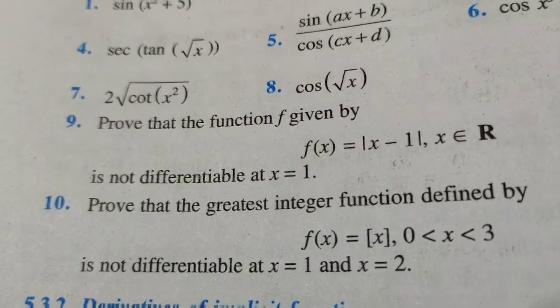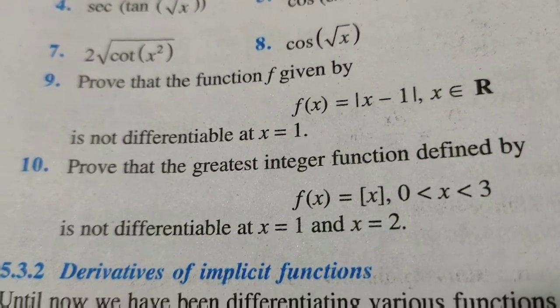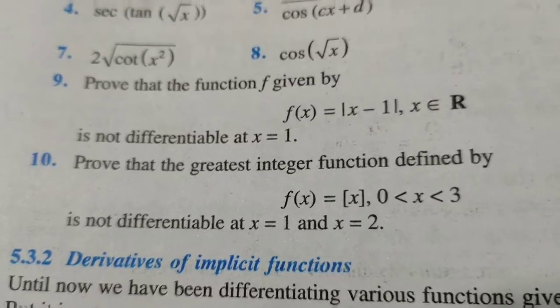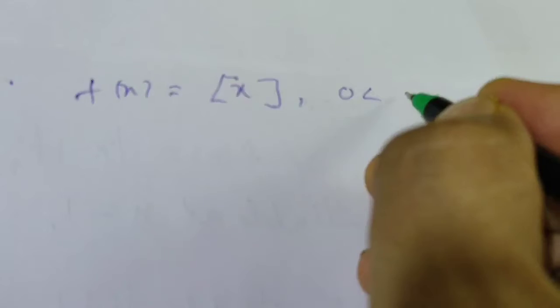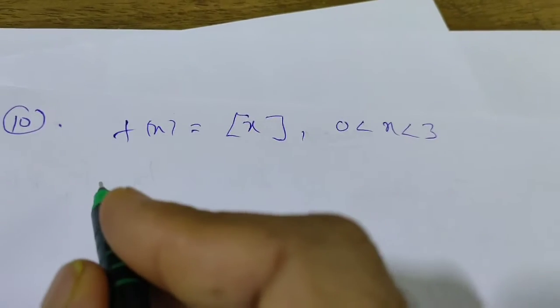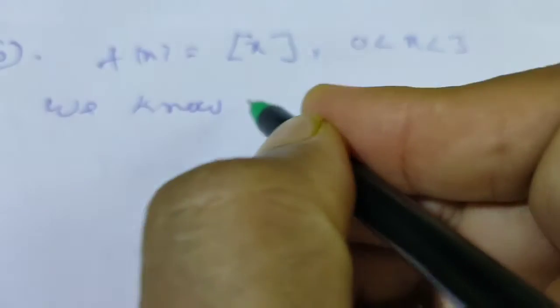Number 10, prove that the greatest integer function defined by f(x) = [x], where x is between 0 and 3, is not differentiable at x = 1 and x = 2. So this is a very simple question. We know that here f(x) = greatest integer function x such that x is between 0 and 3. Now what we know is that the greatest integer function is not continuous at integral points.